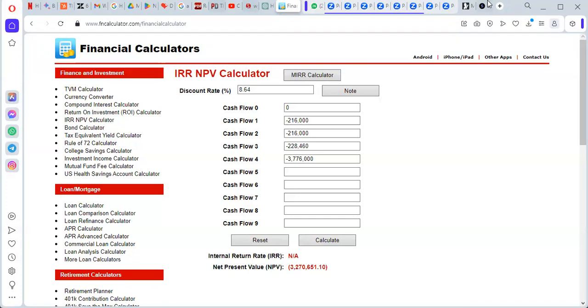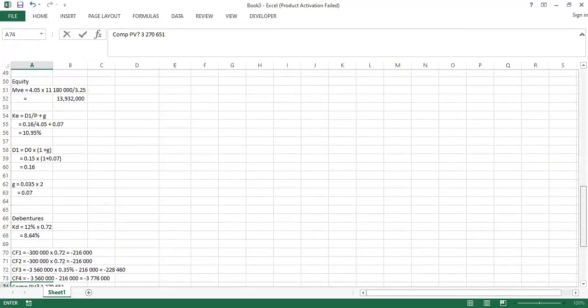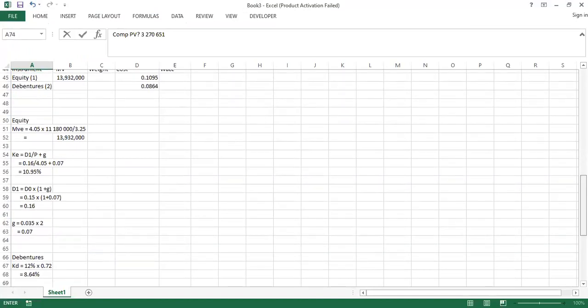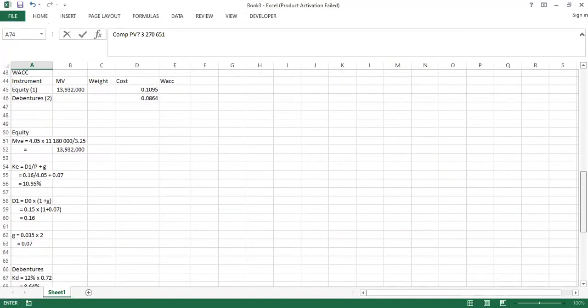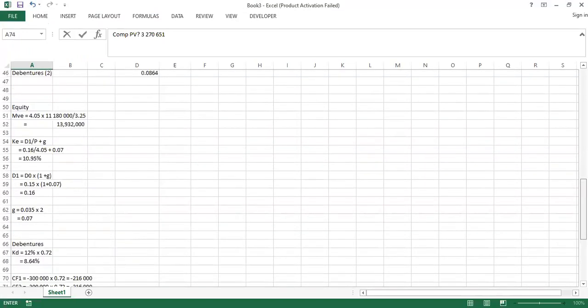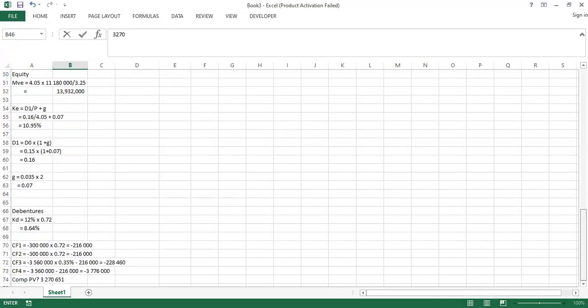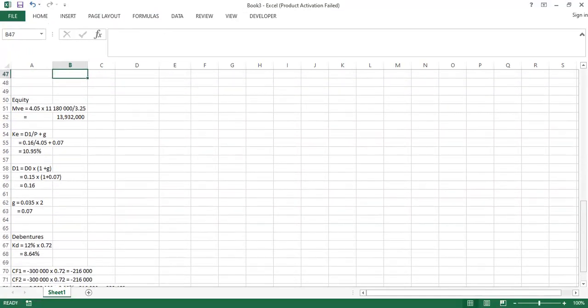All right, let me share the screen and you see what I just typed. There you go. So we have the present value. We are done. So now we want to take this present value and put it on the market values there. So it's 3270, is it 651? I can't remember. Let me scroll down. Yes, 651.